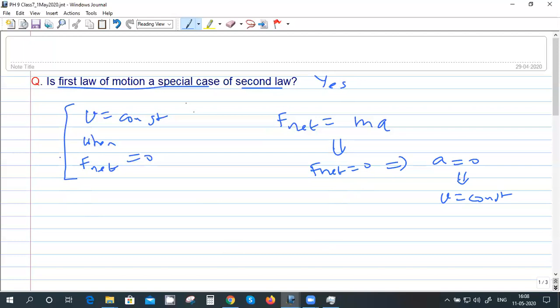Using the second law, even when the net force is there, you can find acceleration. But when the net force is 0, it says the acceleration is 0, and that's exactly what the first law is saying. In the second law, if you put F net equal to 0, you will get the information contained in the first law, because F net equal to 0 means a is 0, that is, v is constant. So even if you don't know the first law, just using the second law, you'll get all the information.